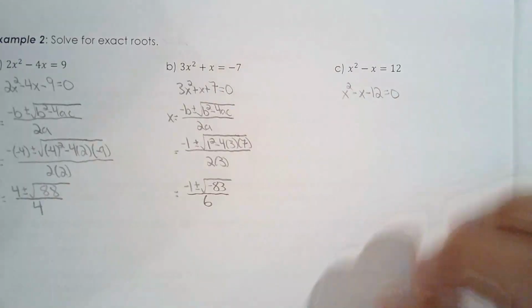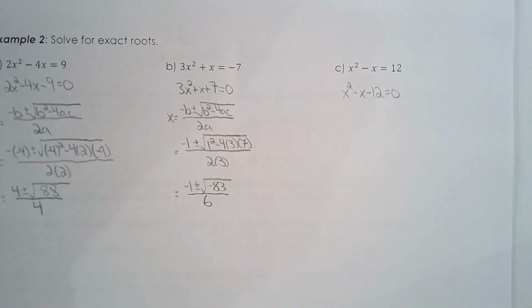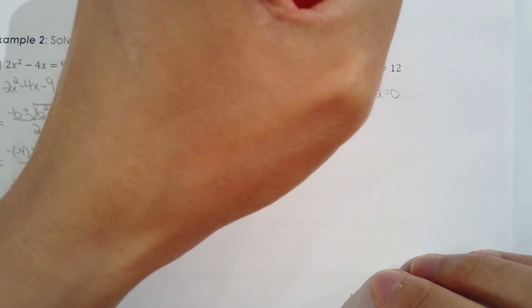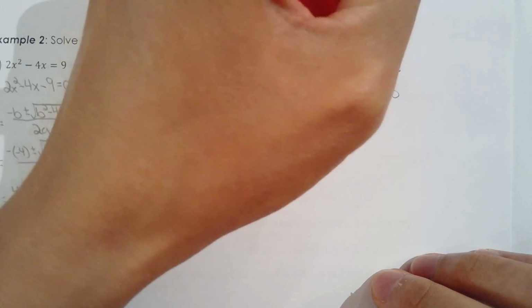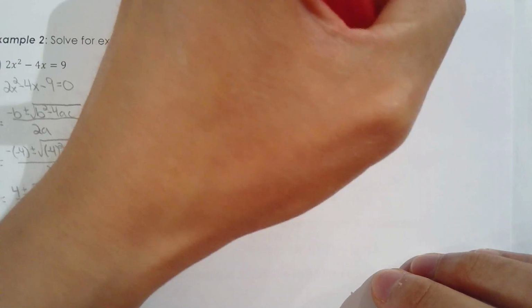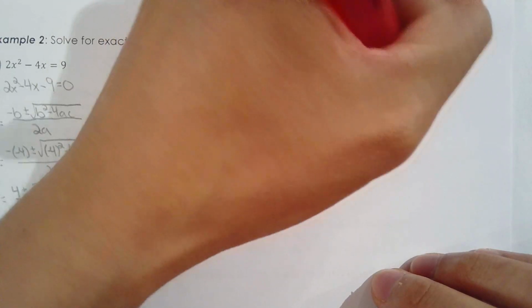Set this equal to 0, and then you bust out the quadratic formula. Oops, negative 1. So I'm just going to push it right in. 4ac.